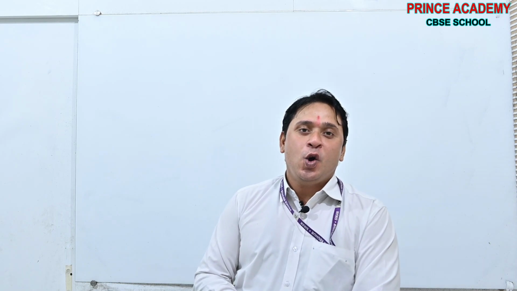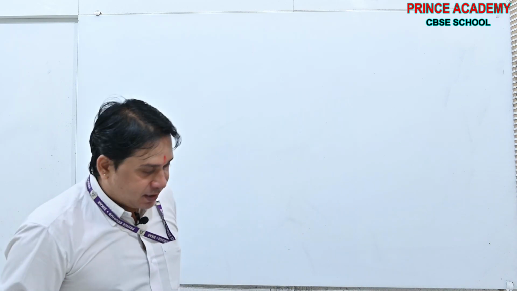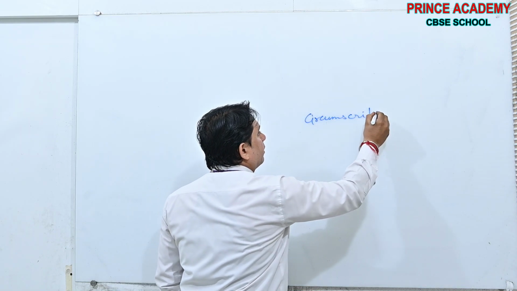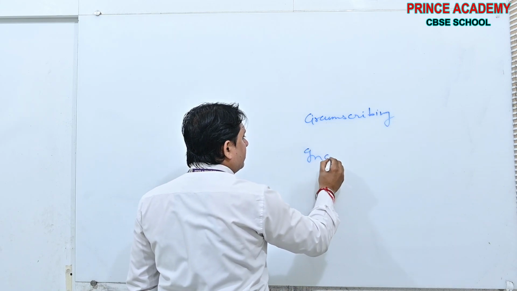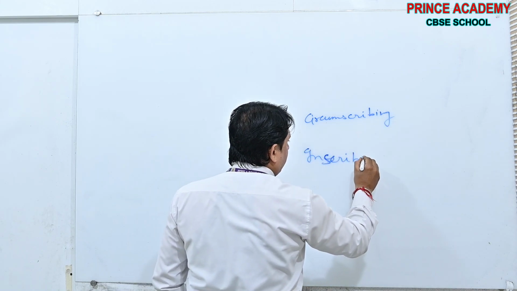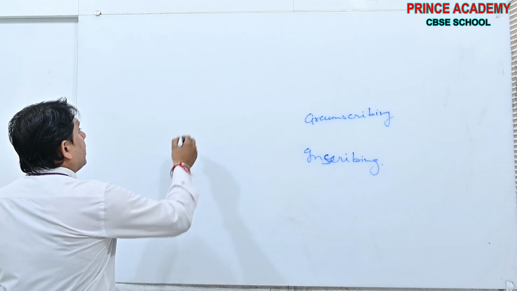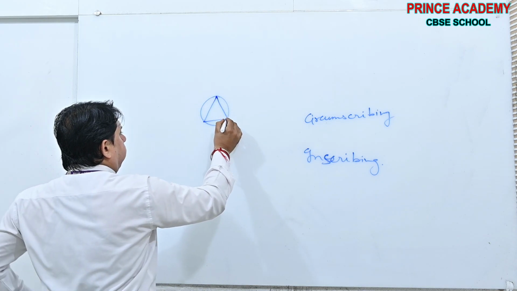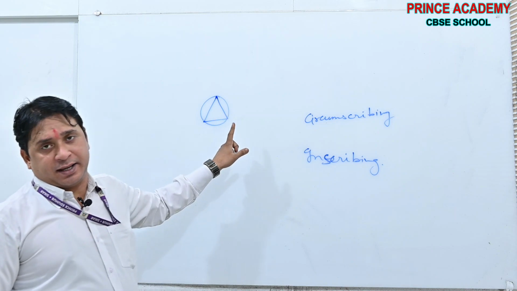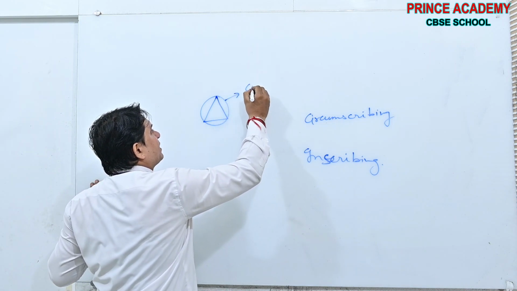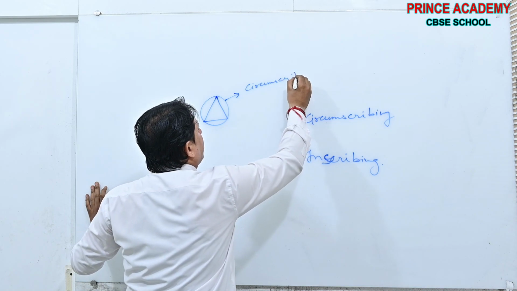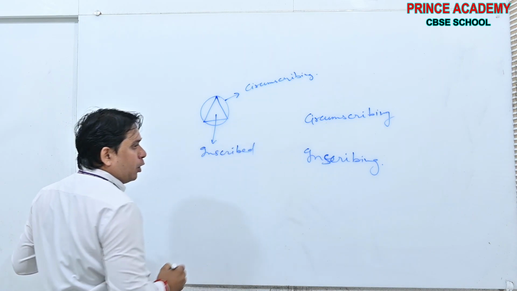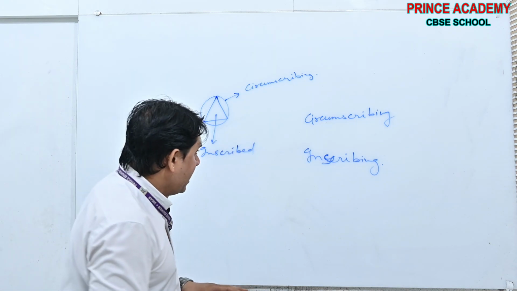Now, question number 8. So simple is that. See, there are two words beta, circumscribing and inscribing. Now see, here a circle is outside the triangle. The circle is circumscribing here, and the triangle is inscribed here, which is inside. Done.